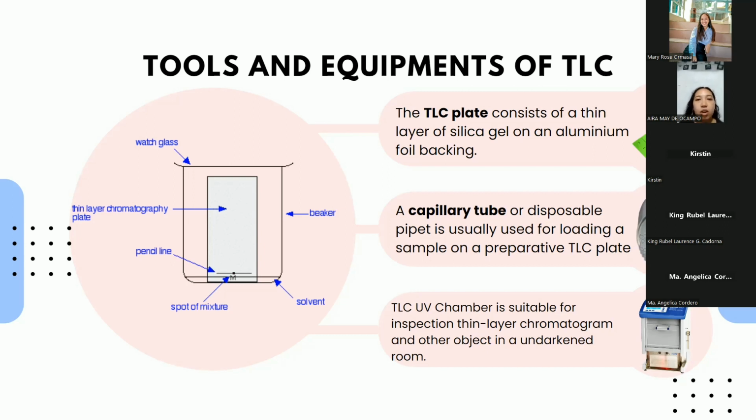The next one is the color test plates. Yung color test plates po or spot plates is concave depressions for developing TLC samples in solvent and for analysis of TLC isolates.